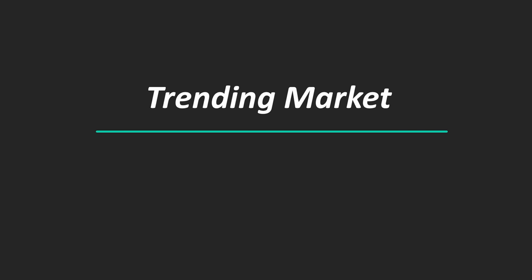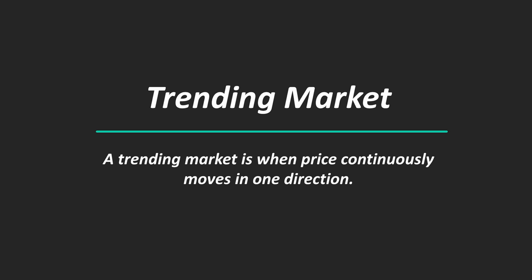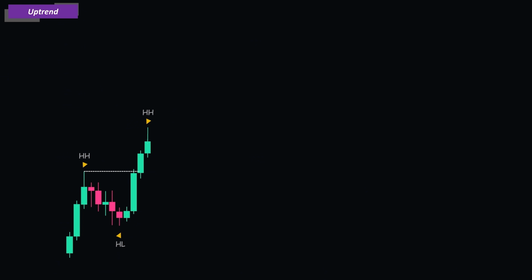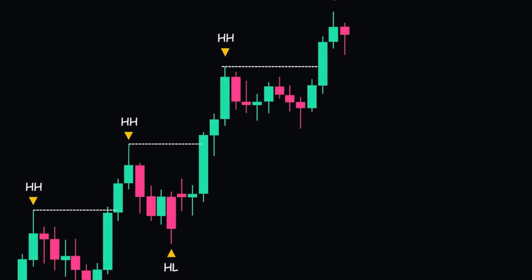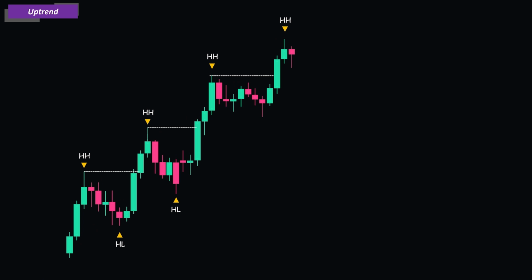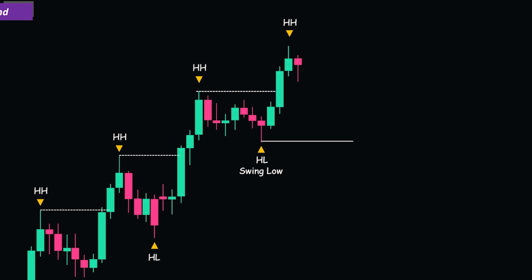Let's start with a trending market. A trending market is when the price continuously moves in one direction. In an uptrend, the market makes higher highs and higher lows while respecting previous swing lows. Respecting the previous swing low means the price continuously breaks to the upside without dropping below the previous swing low. After the breakout, the lowest point of the pullback becomes our new swing low.